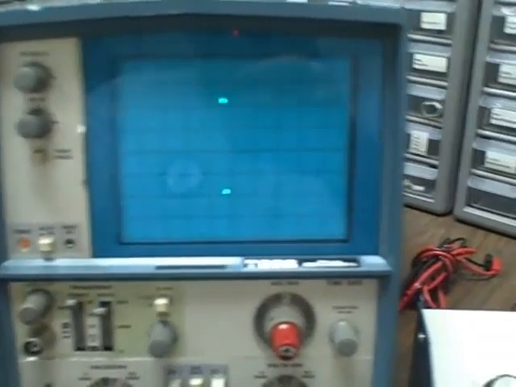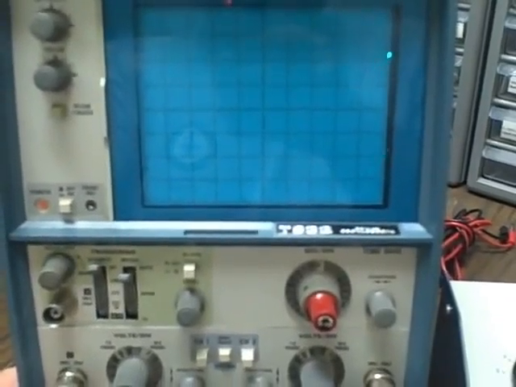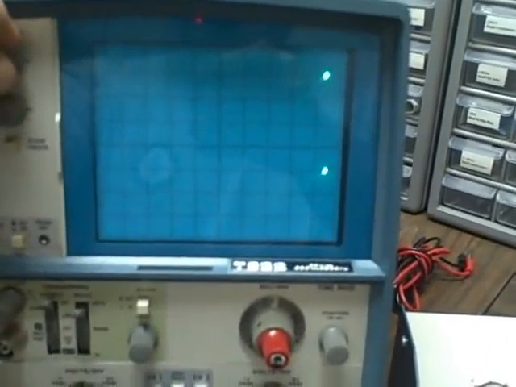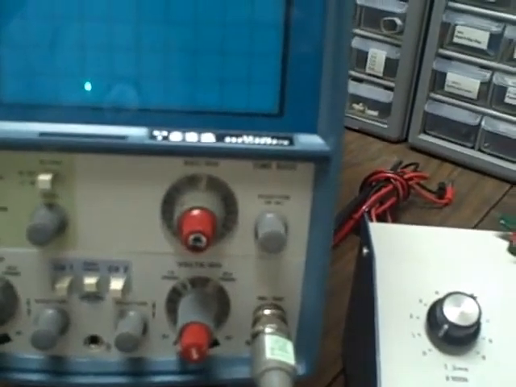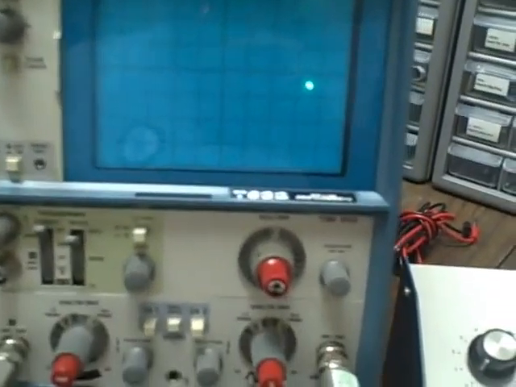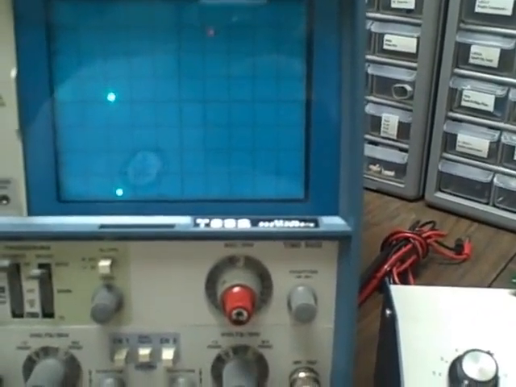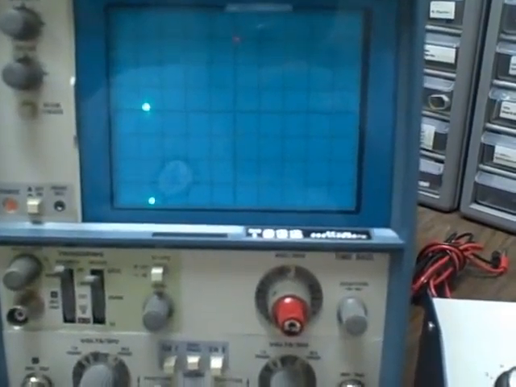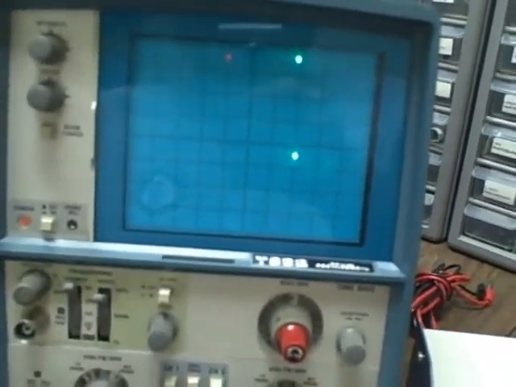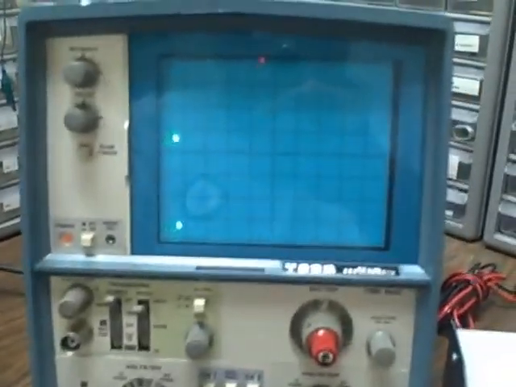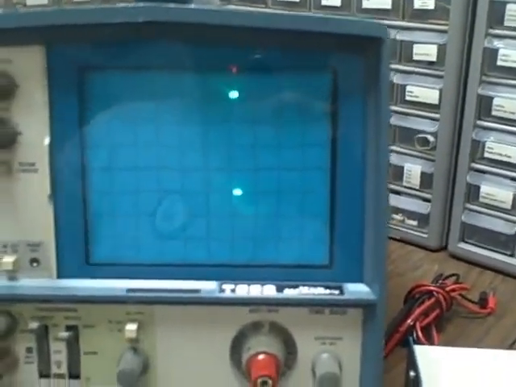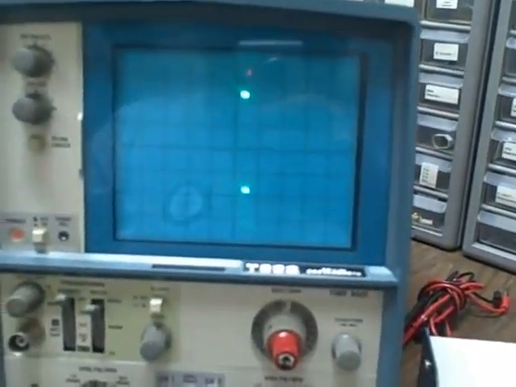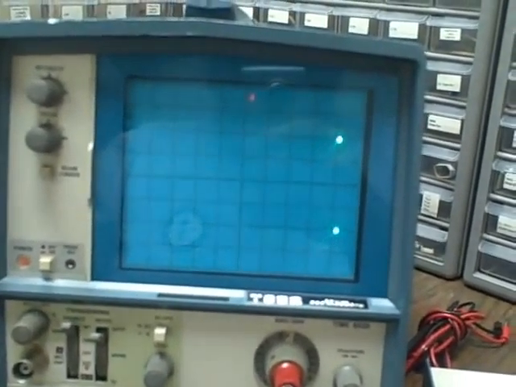Alright, we're making an attempt to check the time base here. And what's going on at the moment is that I am set at 0.5 volts per division, 0.5 seconds per division. There are 10 divisions across the screen, so that would be a 5-second sweep. If I'm running at 0.2 hertz, it's going to take me 5 seconds to get across that screen, and I've attempted to give a 0.2 hertz signal here, and we are sweeping across the screen every 5 seconds.